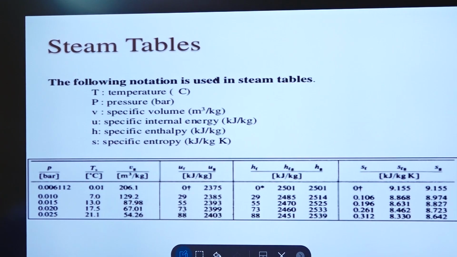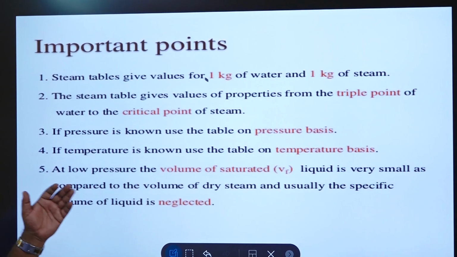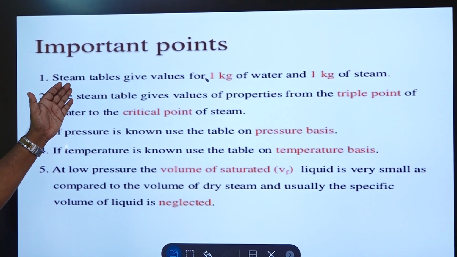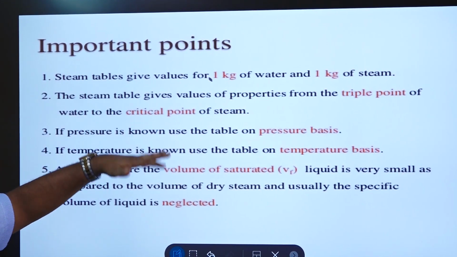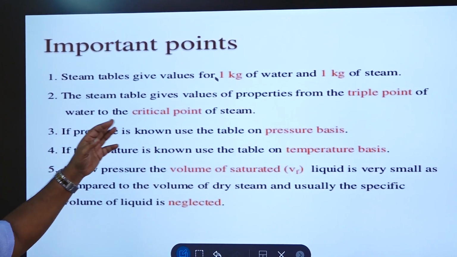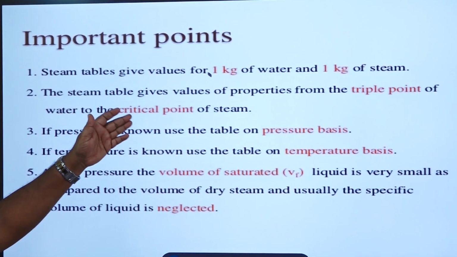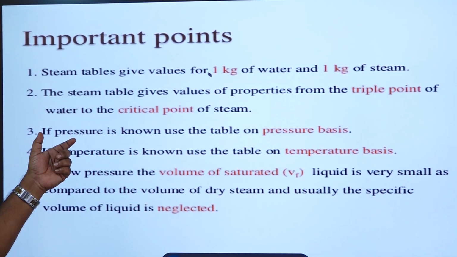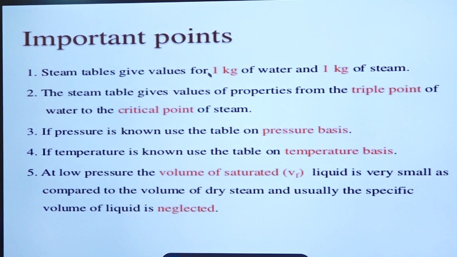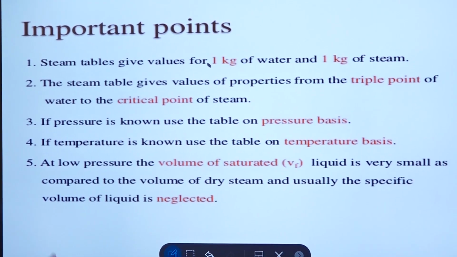So this is a simple representation of the steam table. Then what are the important points that we have to note? In steam tables it gives all the values for 1 kg of water and 1 kg of steam. It gives the values of properties from the triple point of the water to the critical point of the steam. Suppose if pressure is known, you can go for the pressure table, and if temperature is known, you can go for the temperature table.